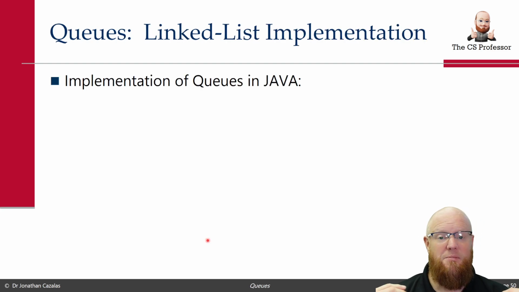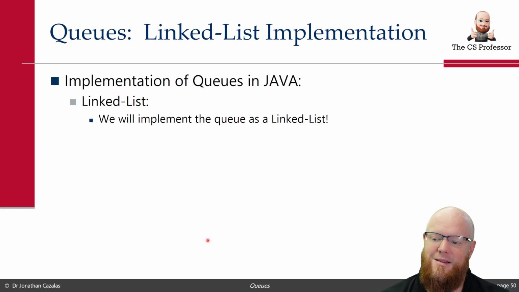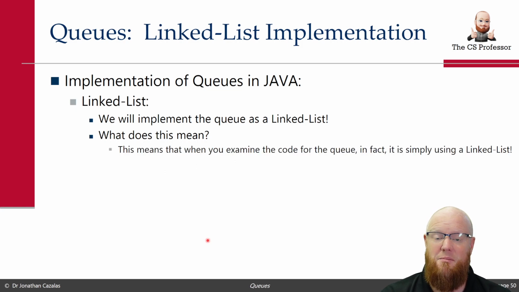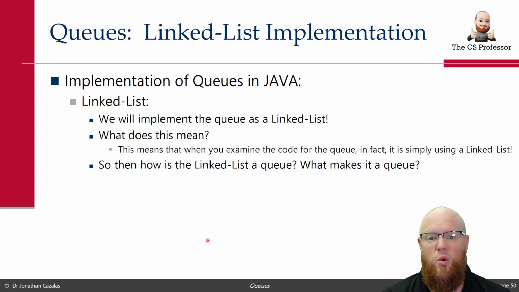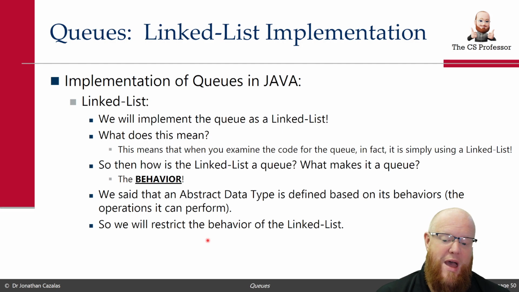Last thing we're going to talk about is implementation of a queue using a linked list in Java. We want to implement this queue as a linked list. Once again, what does it mean? It means if we look under the hood, we're going to actually see linked list code. And what makes that linked list ultimately become a queue? The behavior. The fact that we're going to restrict what we can do with that linked list.